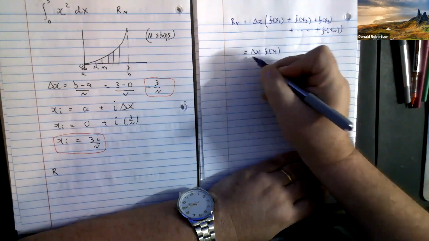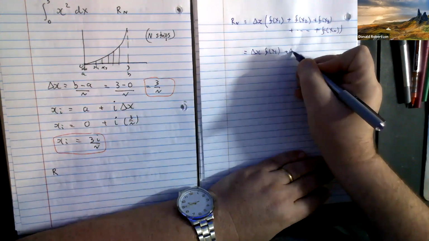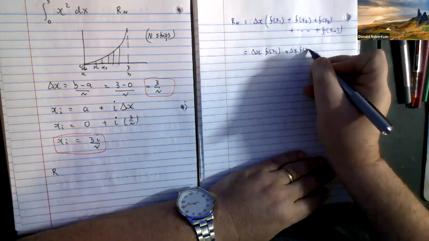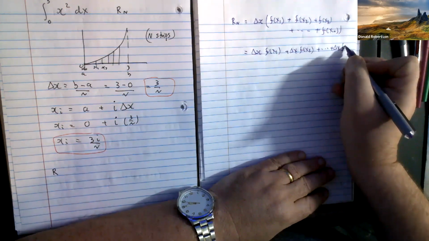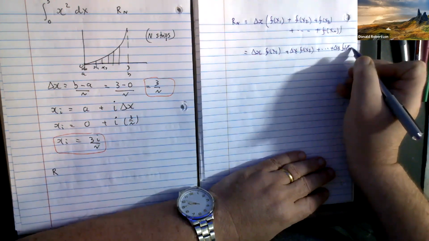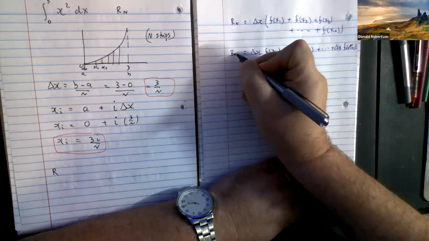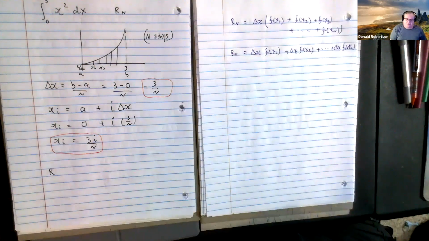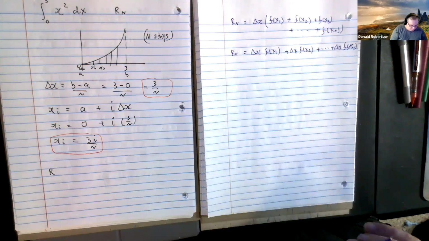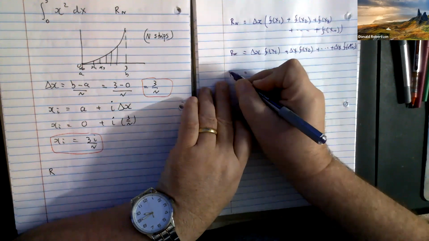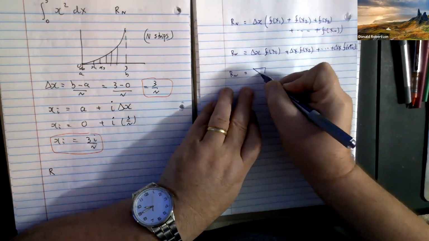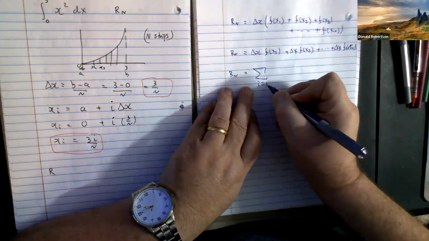that guy would be the area of the first strip. That guy would be the area of the second strip. And this guy here would be the area of the nth strip. Now that lends itself to Riemann notation, right? Sigma notation. So Rn can be the sum from i equals 1 to n.